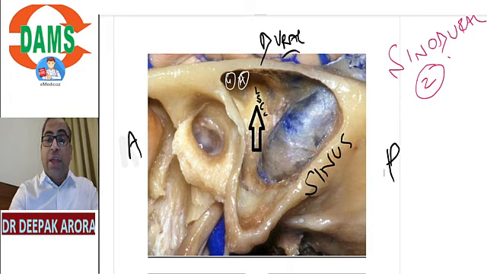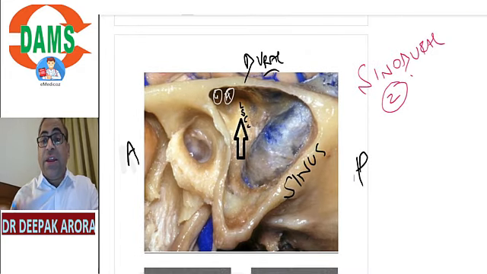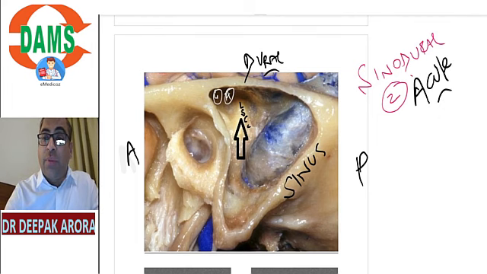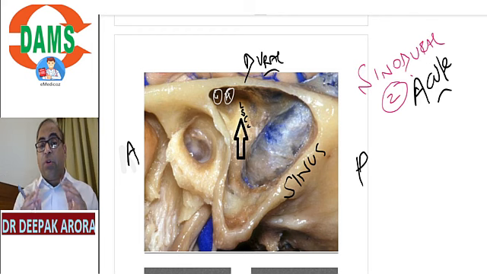This sinodural angle, the other name is Citelli's angle. Option 2, I have given you Citelli's angle. This angle is acute. Always remember. In a normal human being, the sinodural angle, Citelli's angle, is acute.